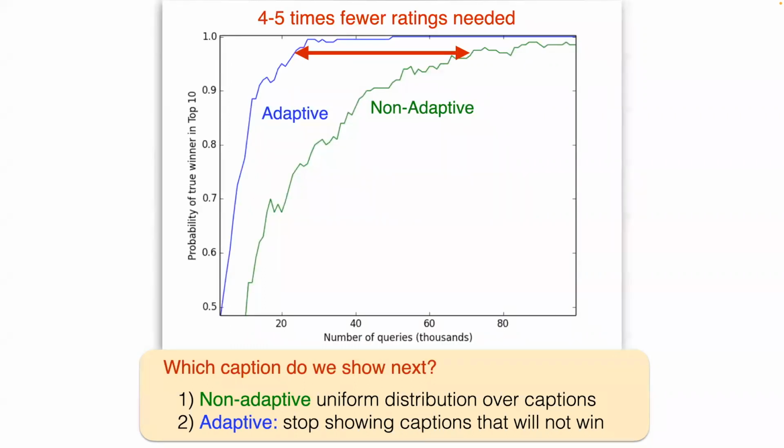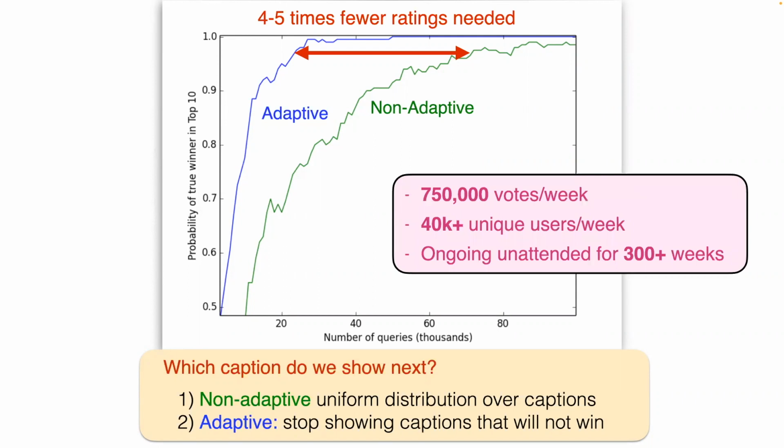And I always like to put this plot up here saying that yeah, we win. So with the adaptive algorithm I'm about to talk about, we could actually show that we're getting about a 4 to 5 times speedup over non-adaptive. Because like I said, the vast majority of these are really bad, and it becomes very obvious that they're bad in the beginning. So this has been going on for 300 weeks. Like I said, this work started in my PhD a long time ago. And we get about 750,000 votes a week, so almost 1 million, and about 40,000 unique visitors.